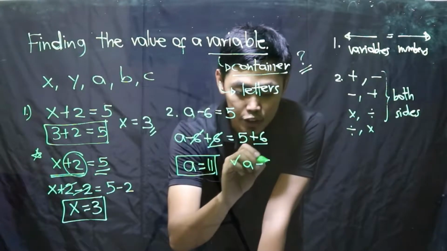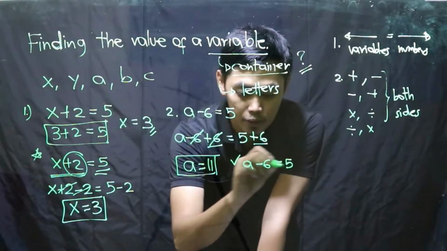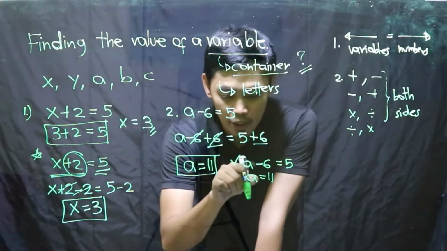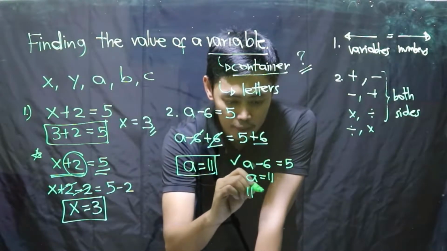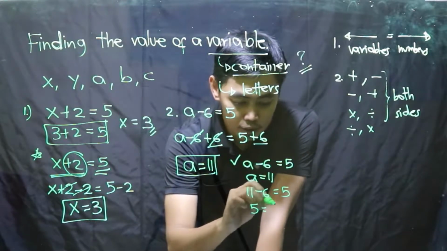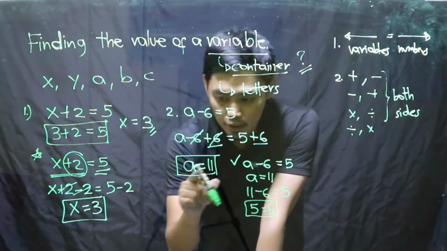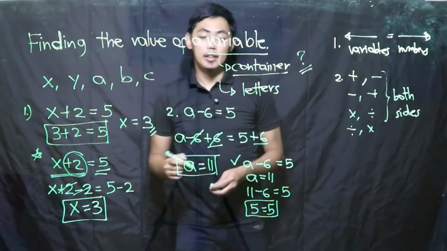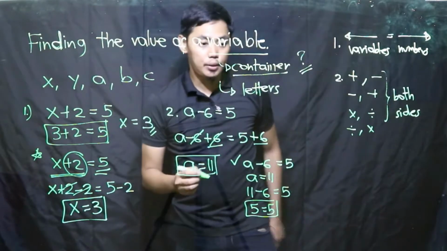A minus 6 is equal to 5. Since a is equal to 11, we substitute 11 for a. 11 minus 6 is equal to 5. 5 is equal to 5. So, the answer is A. Alright? Let's have one more example.